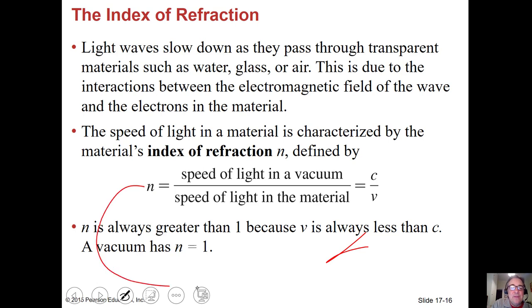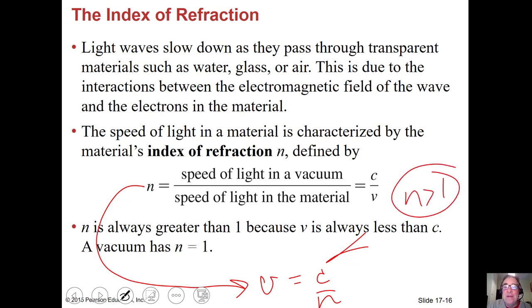Probably another way of thinking about this formula is like this. The speed of the wave in the material is the speed of light divided by the index of refraction. The index of refraction is always bigger than 1, so the wave is actually slowing down. If you take 3 times 10 to the 8th meters per second and divide by the index of refraction, n, you'll get the speed of the wave in the actual material.